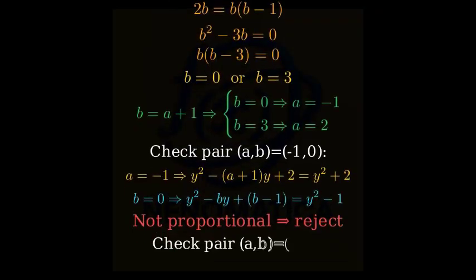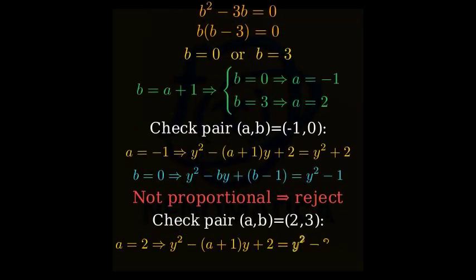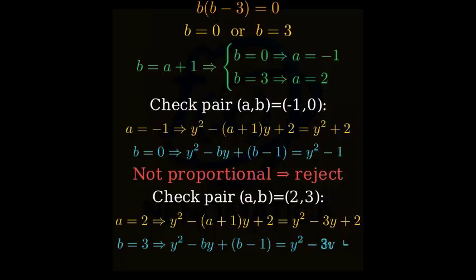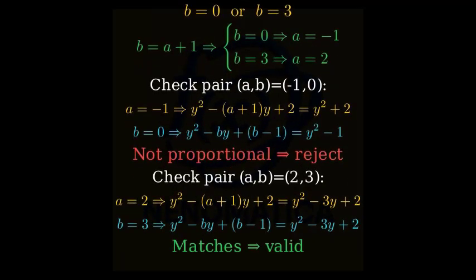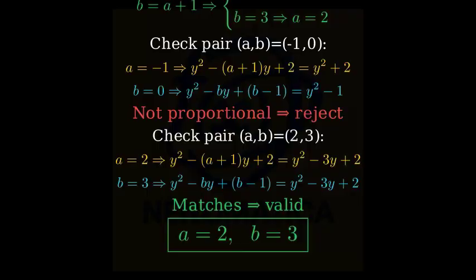Now check the pair a equals 2 and b equals 3. The inverse polynomial from the first is y squared minus 3y plus 2. The second quadratic becomes exactly y squared minus 3y plus 2 as well. Therefore, this pair satisfies the condition perfectly. Final answer, a equals 2 and b equals 3.